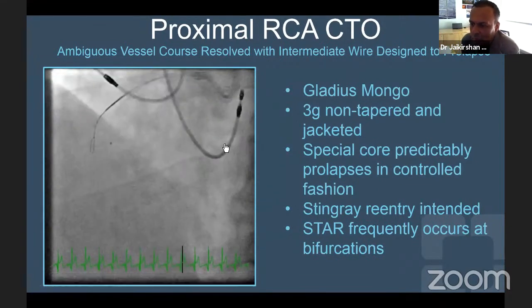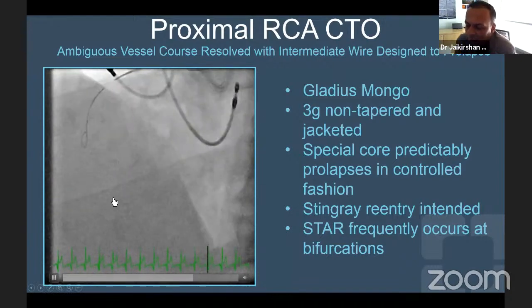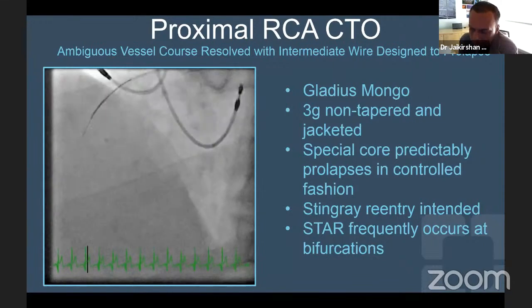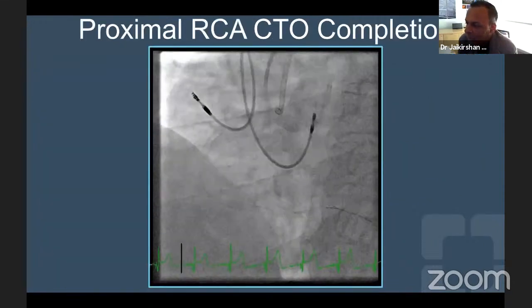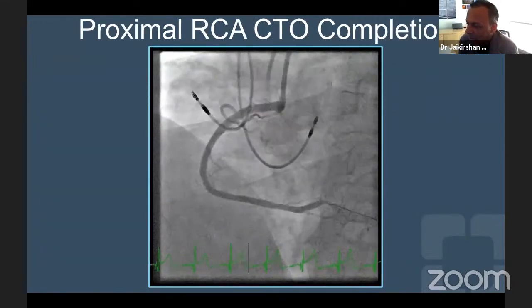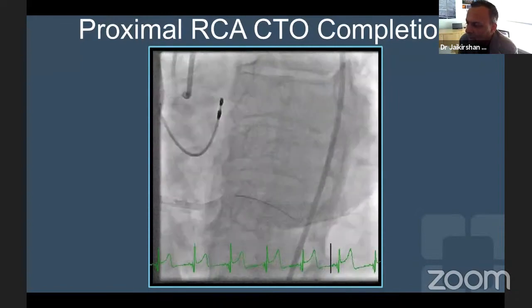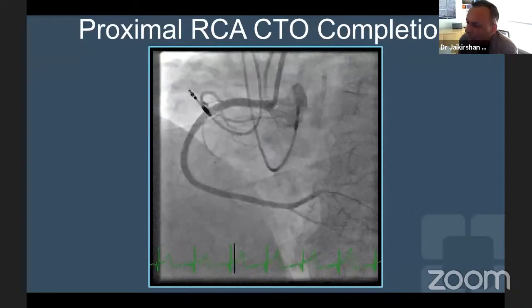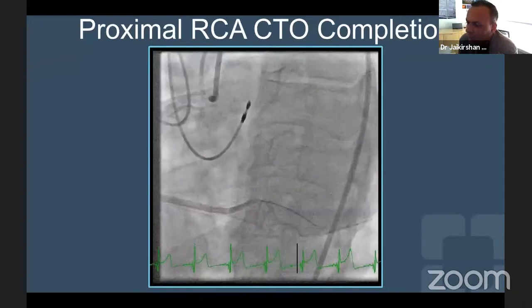So the intention here was to get subintimal to place a Stingray balloon. But what happened instead is the wire starred into the true lumen. And it starred into a very opportune position. We didn't lose any side branches and went ahead and stented this vessel. And we've seen this time and time again with this wire, and it's pretty exciting.